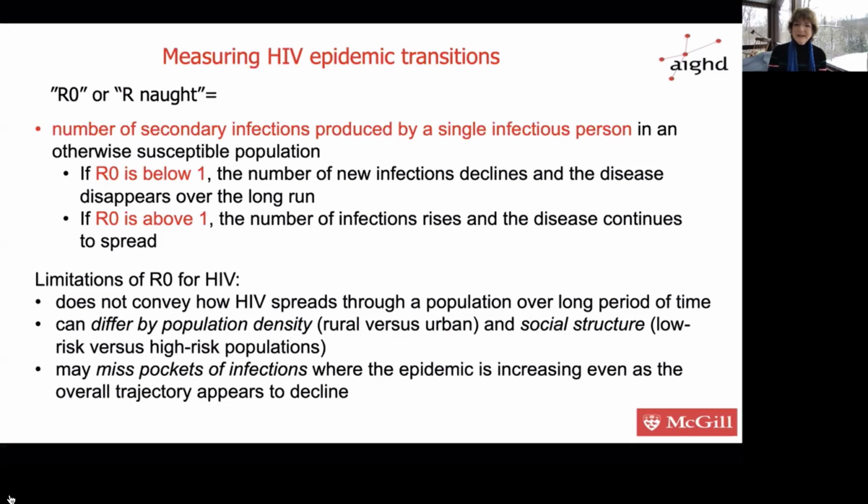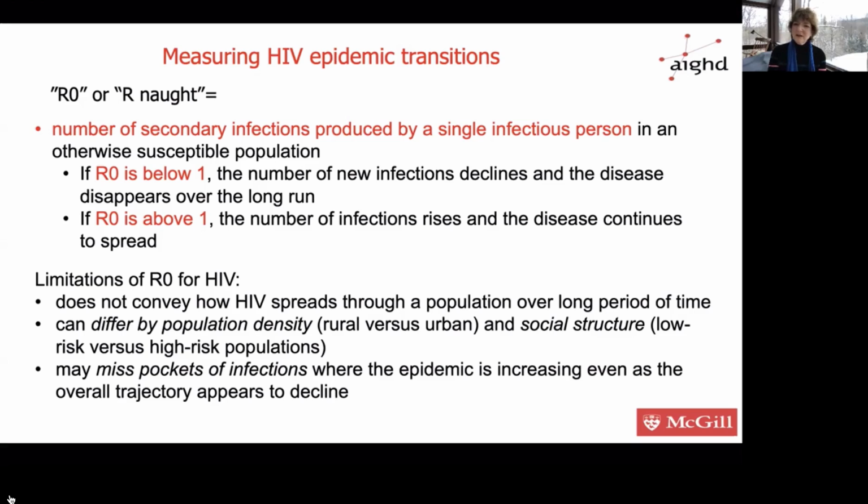It's important because we hear R naught being used a lot for COVID, to understand why we're not using it for HIV. I mean, we did in the past, but we don't now. So R naught is the number of secondary infections produced by a single infectious person in an otherwise susceptible population. If R naught is below 1, then the number of new infections declines and the disease disappears over the long run. If R naught is above 1, the number of infections rises and the disease continues to spread.